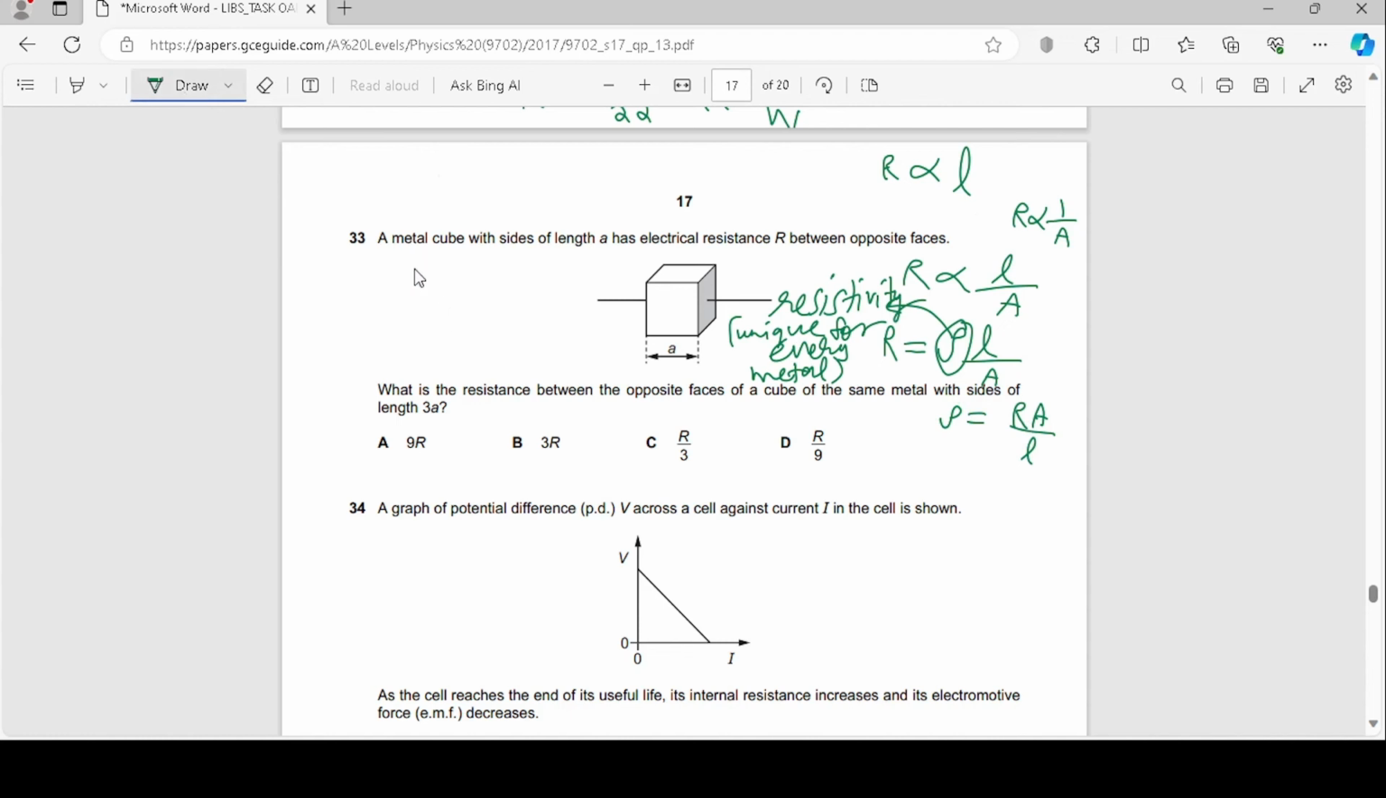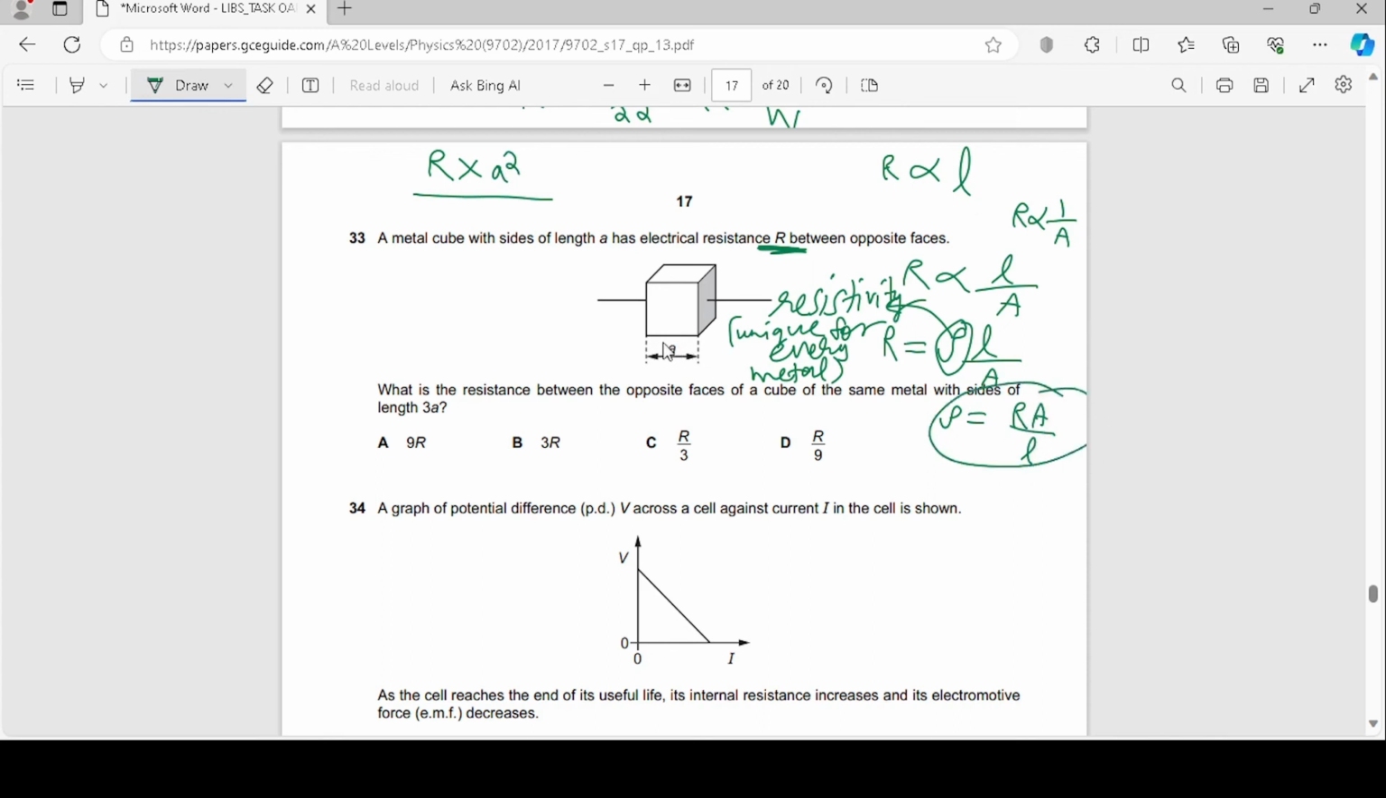So what we can say is that the cube initially had electrical resistance R. So we have R times the area. The area of this cube is A times A, A squared. So R times A squared divided by the length of it.